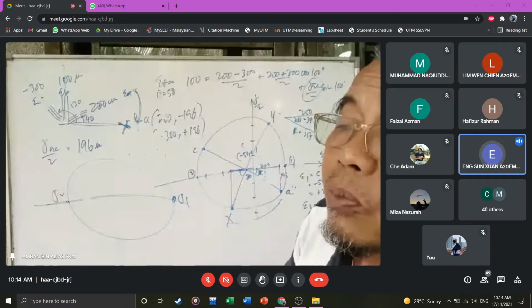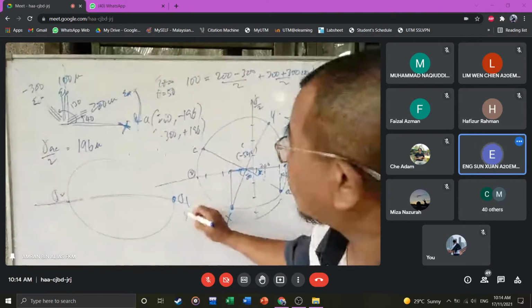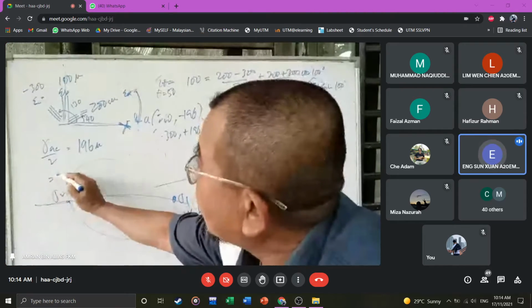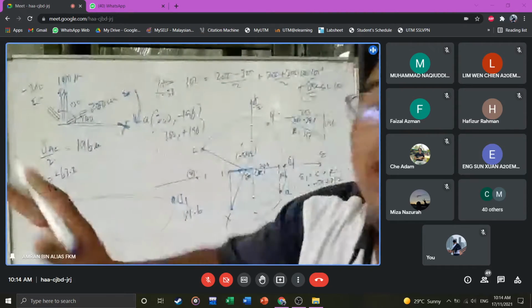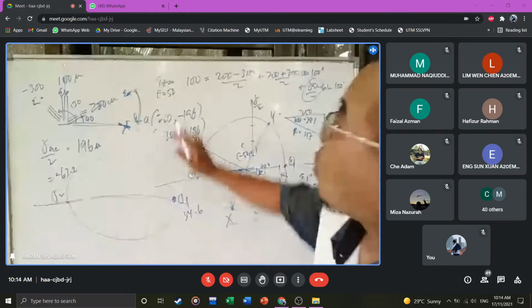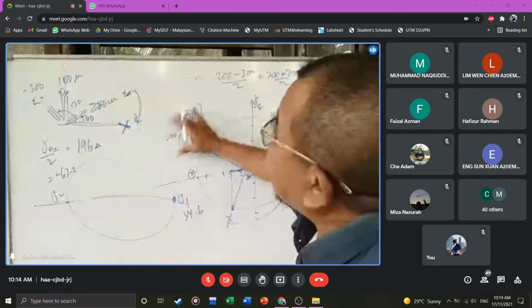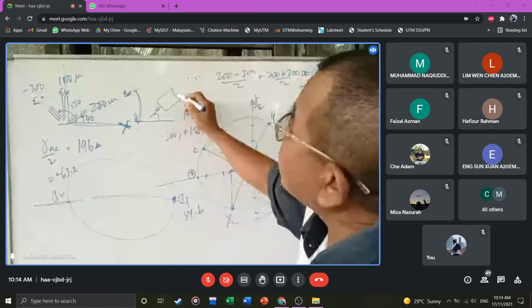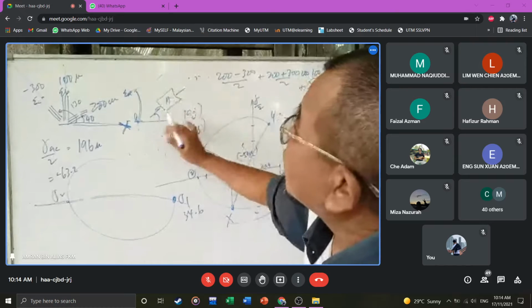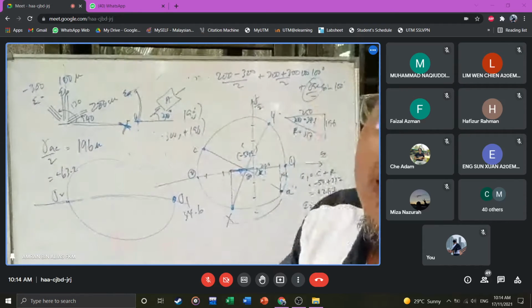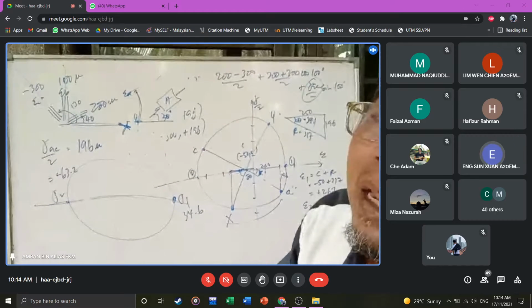Sigma 1 is 34.6. This one is negative 63.2. It doesn't finish like that. The question says, find the stress on angle. What's the angle there? 30 degrees, right? Are you with me? Yes, 30 degrees.